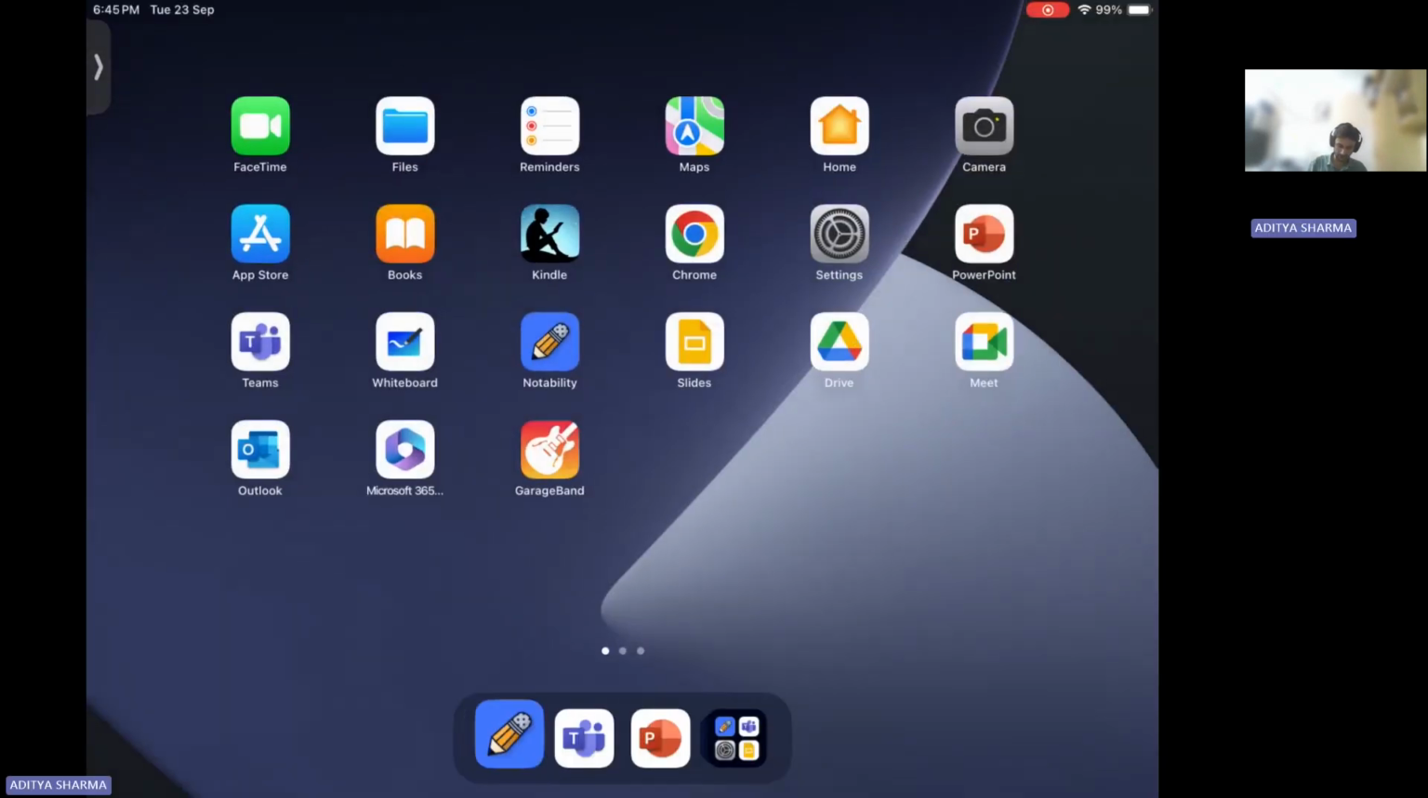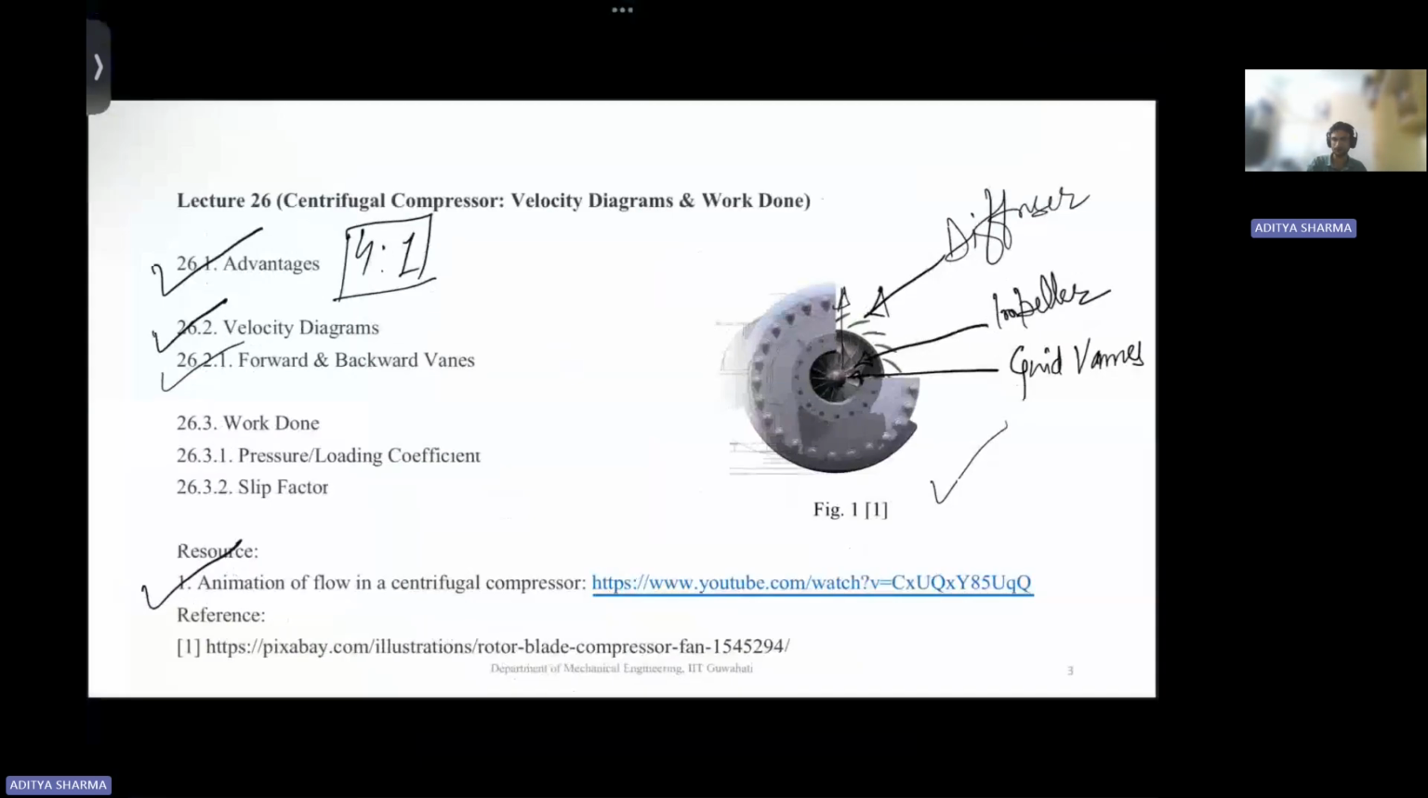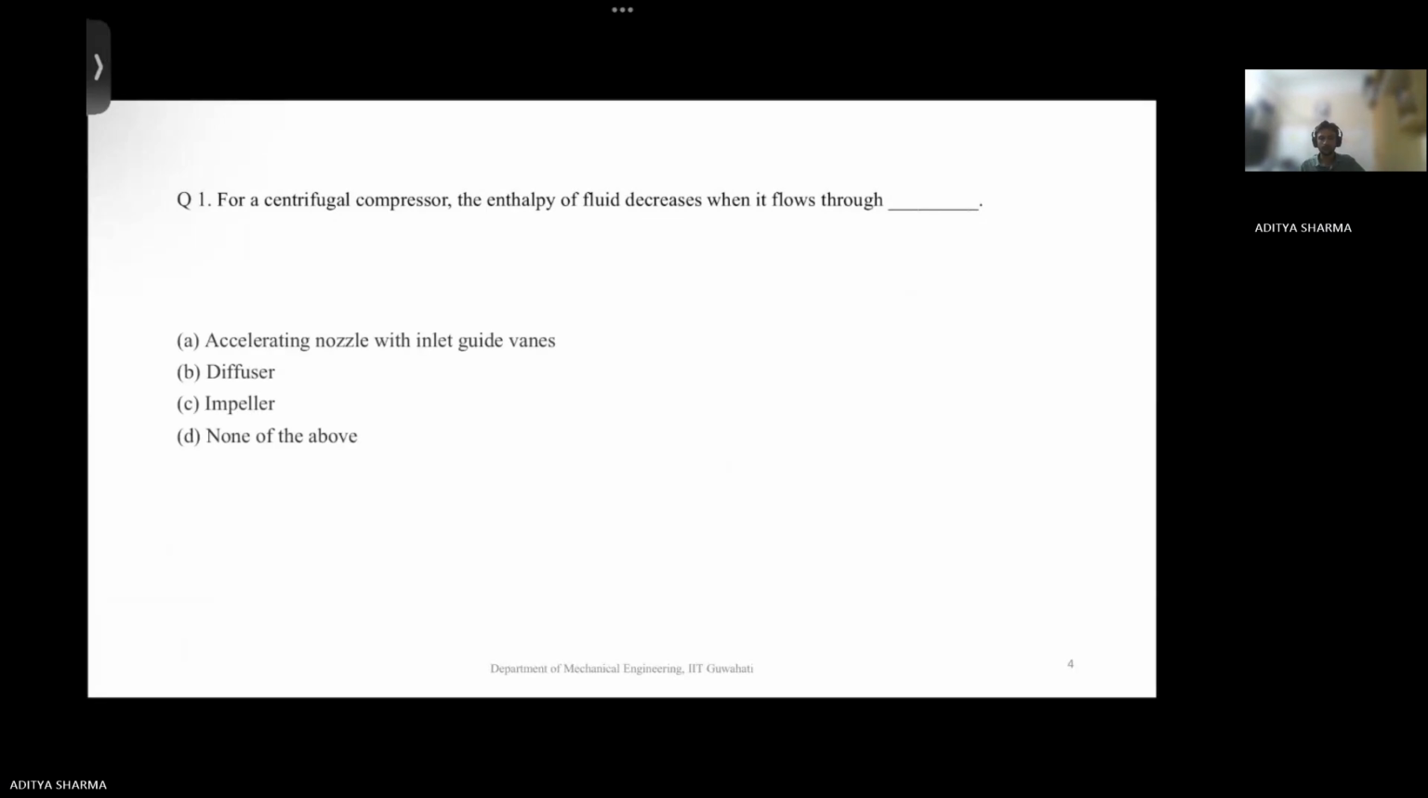All right. So this is about your lecture number 26. In that case, we can move on to questions. First question here is: for a centrifugal compressor, the enthalpy of fluid decreases when it flows through. So if you see a compressor, basically the enthalpy increases. If you're compressing air, the enthalpy will increase.